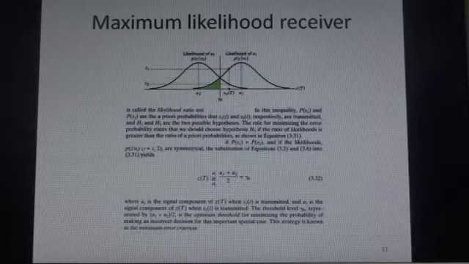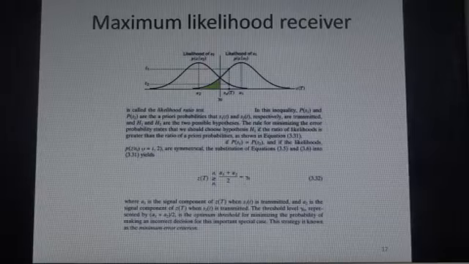This is also known as the likelihood ratio test. In this inequality, the probabilities that S1 and S2 are transmitted are a priori probabilities, that is, prior to the detection. H1 and H2 are hypotheses as explained before. To minimize the error, we should choose hypothesis H1 if the ratio of likelihoods is greater than the ratio of a priori probabilities, as shown in equation 3.31. If both the probabilities are equal, we get gamma naught, or the optimum value, which is the mean of A1 and A2.